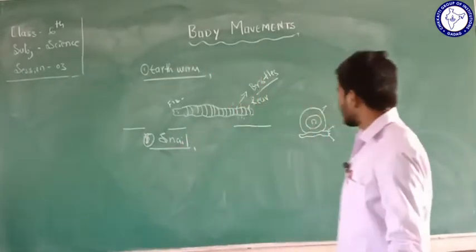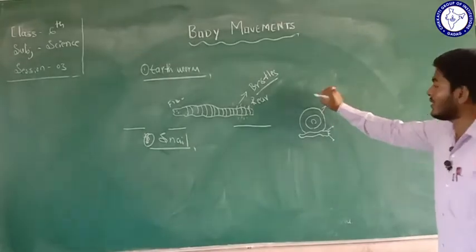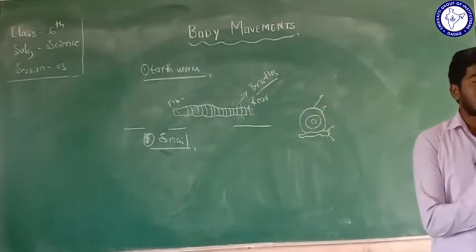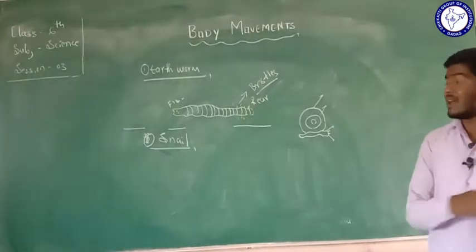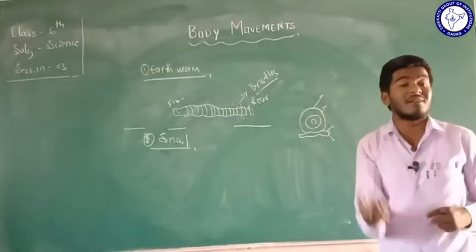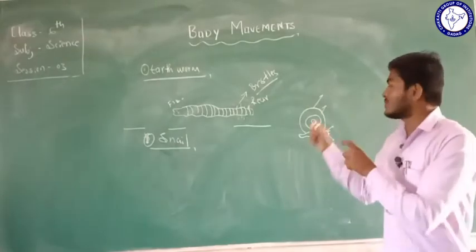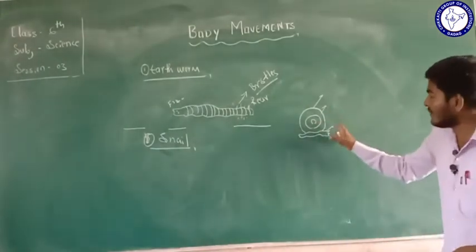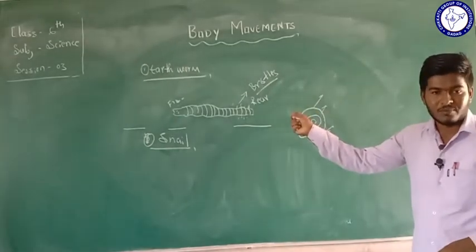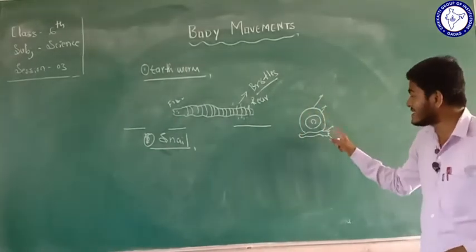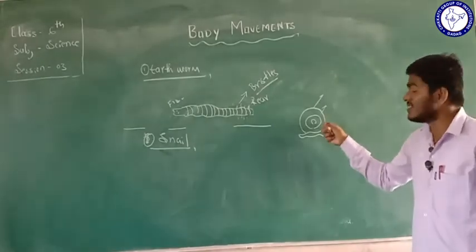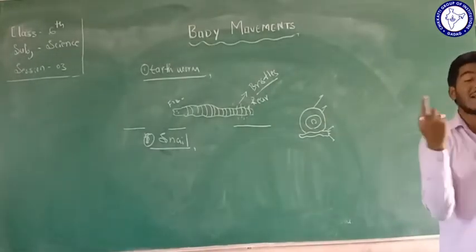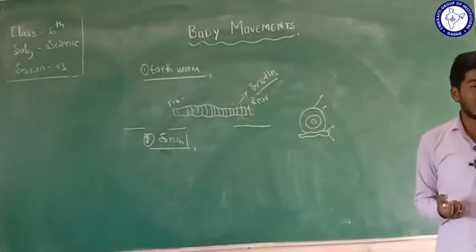See here, on the body of the snail we are going to see the shell. This shell is not made of bones, and it is not helpful for the movement of its body, but it is only helpful to take its face, the snail's face, inside the shell to protect its body from any other activities or other organisms.